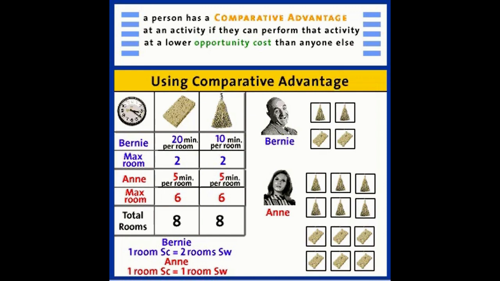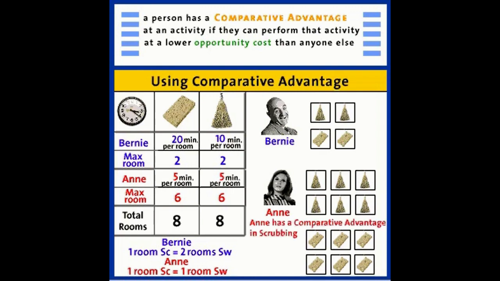Given this information, we know who has a comparative advantage in scrubbing. For Bernie, scrubbing costs 2 rooms worth of sweeping. For Ann, scrubbing costs only 1 room worth of sweeping. Ann has a lower opportunity cost for scrubbing, and therefore Ann has a comparative advantage in providing scrubbing services.